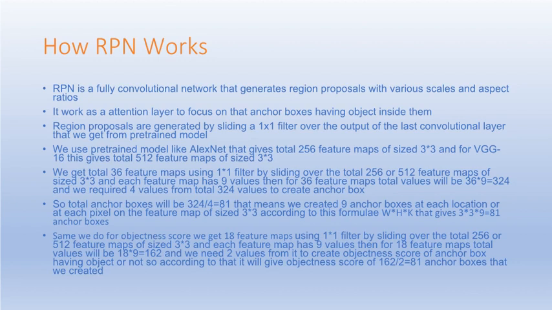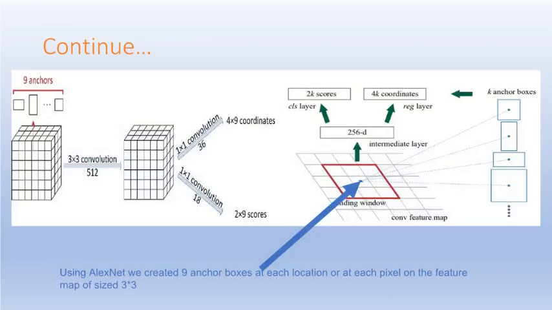We get 18 feature maps using a 1x1 filter by sliding over the total 256 or 512 feature maps of size 3x3, and each feature map has 9 values. Then for 18 feature maps, total values will be 18 times 9 equals 162, and we need 2 values from it to create the objectness score of an anchor box having an object or not. So it will give an objectness score of 162 divided by 2 equals 81 for the anchor boxes that we created. Here you can visualize all the concepts that were explained in the previous slide.